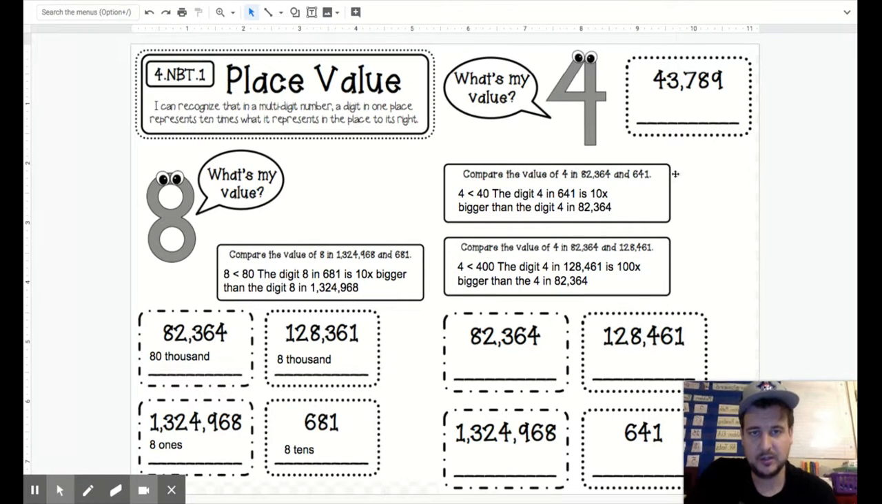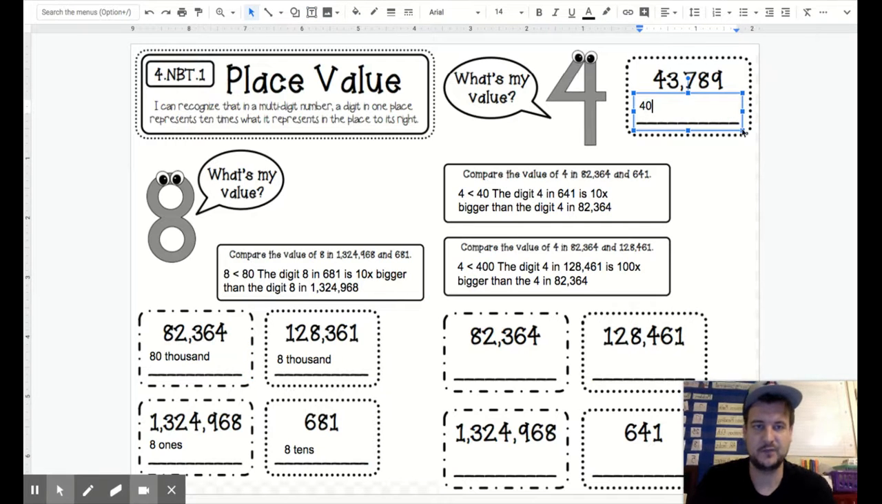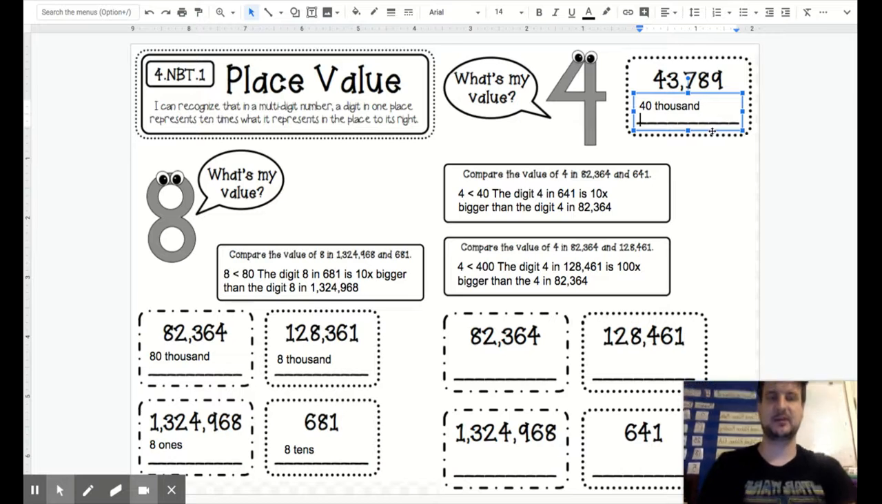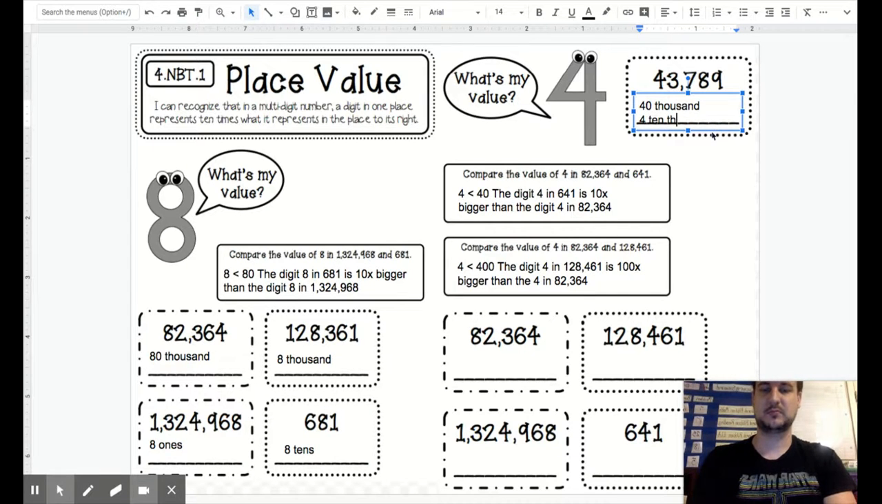Okay, so what's the value of the 4? They've got one hidden up here, so don't miss it. 43,000. So the value is 40,000. Or you could have gotten crazy with it and written 4 10,000s. Hey, I spelled thousands right this time.